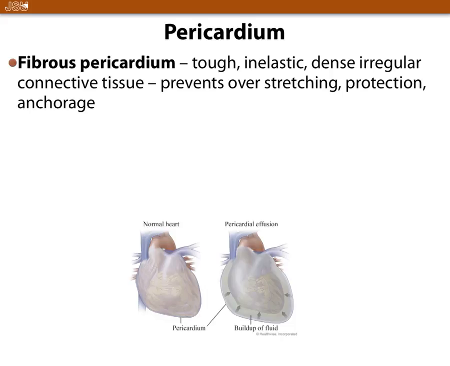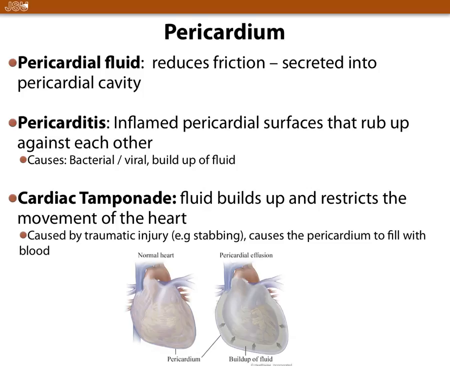Okay. Fibrous pericardium is the surrounding part. This is going to surround the heart, and it's just a bag around the heart. This is the outermost part of the pericardium. Okay. Pericardial fluid is what? Just the fluid inside the pericardium. Pericarditis is an inflamed pericardium. You can read these definitions. Just know the definitions.